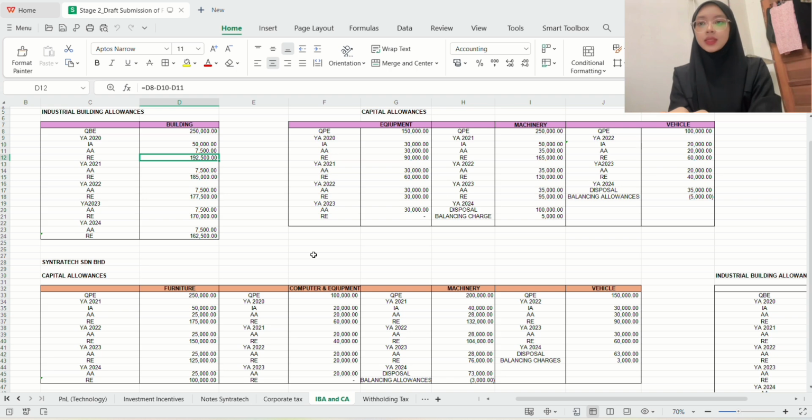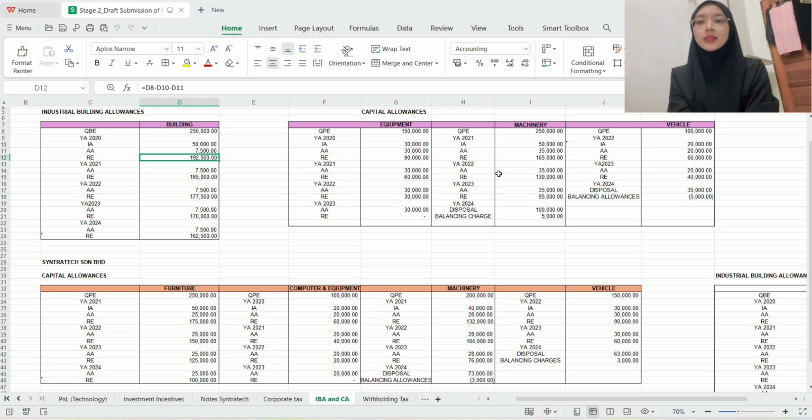The next one is capital allowance (CA). Capital allowance applies to assets such as machinery, vehicles and equipment. It is given in stages through initial allowance and annual allowance. Textile Warisan has qualifying plant expenditure (QPE) for equipment, machinery and vehicles totaling 500,000, while Sintratech's QPE includes furniture, computers, machinery and vehicles totaling 700,000.